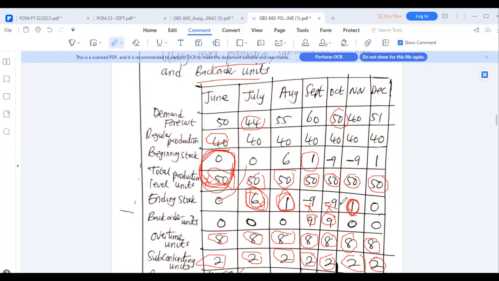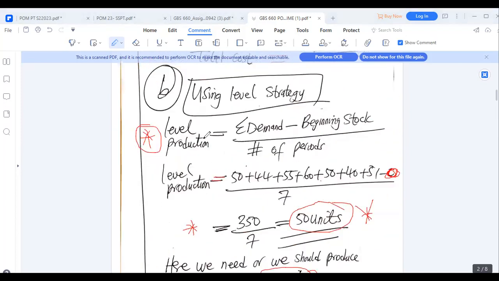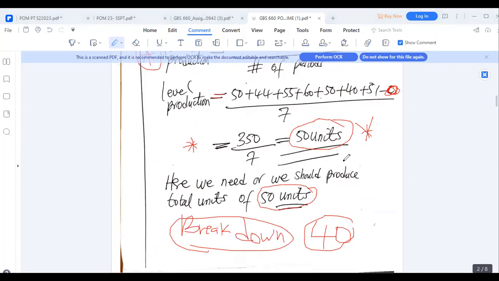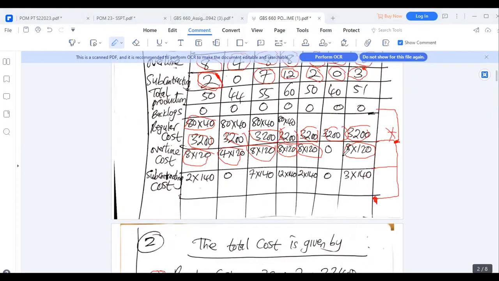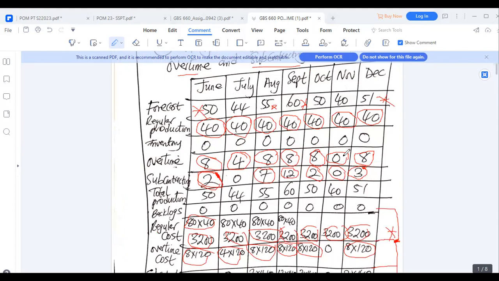The way it is here is like this. We have our level production. Check our level production is what? The formula is summation of demand minus beginning stock, using the level strategy. So this is the formula. So we are producing how many units? We are producing 50. Sorry about that, I was taking you to the first one. Which one are we talking about? Part B, we have the ending stock. No, part A. Part A, we are producing to meet our demand. That's the thing.